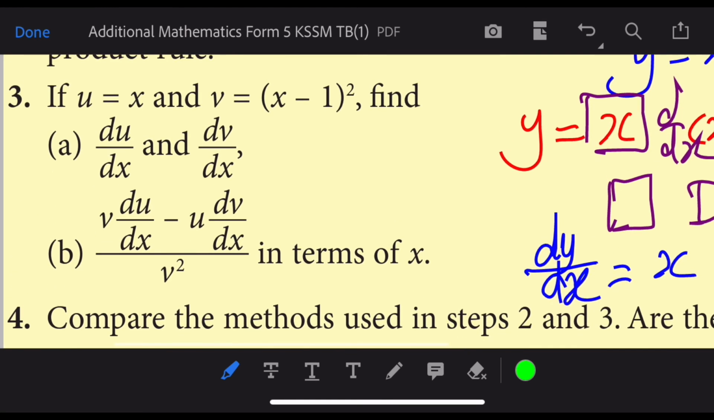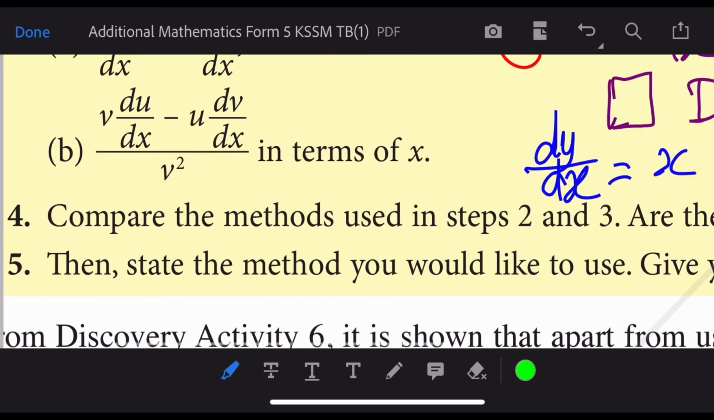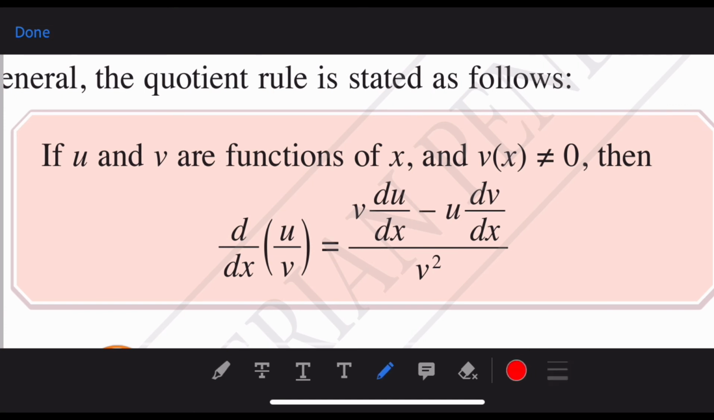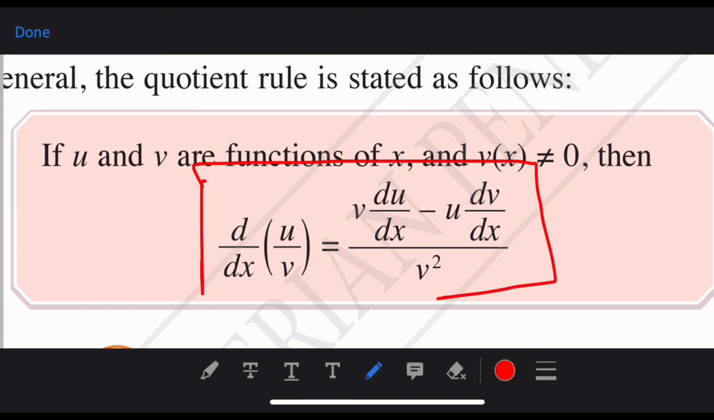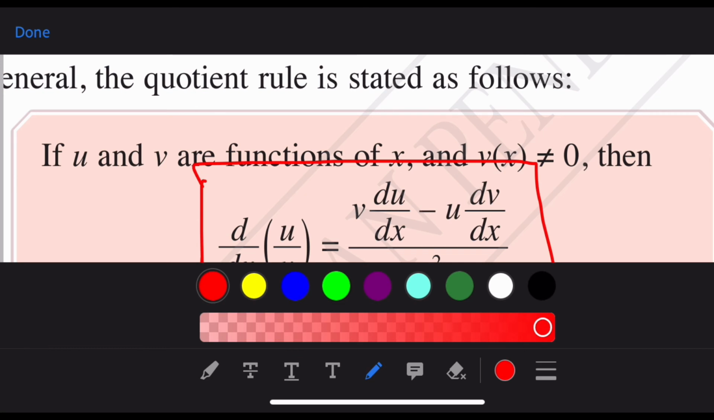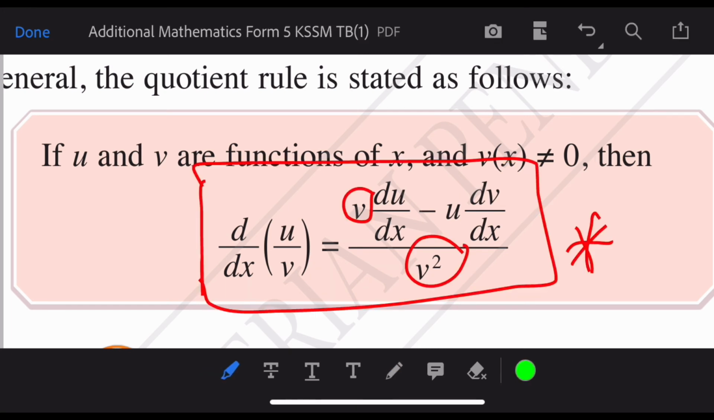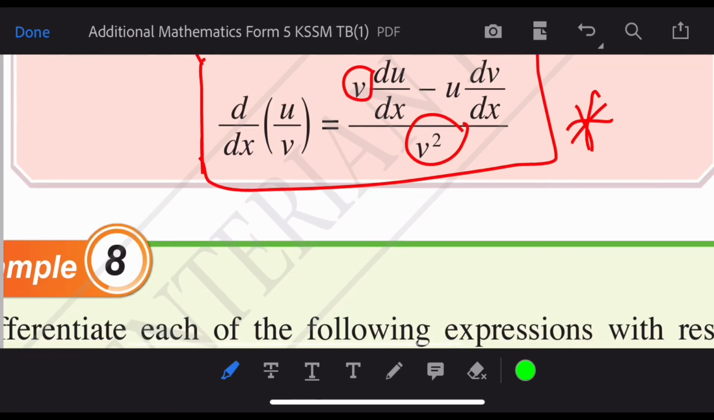So you have to use the product rule. If not, you have to use the quotient rule. We have another rule which is the quotient rule, like this. For quotient rule, it's a bit complicated because it's involving dy. So we come first: v du dx minus u dv dx over v squared. Many students cannot memorize this formula. That's why they cannot do. So now I'm going to teach you how to memorize this formula.